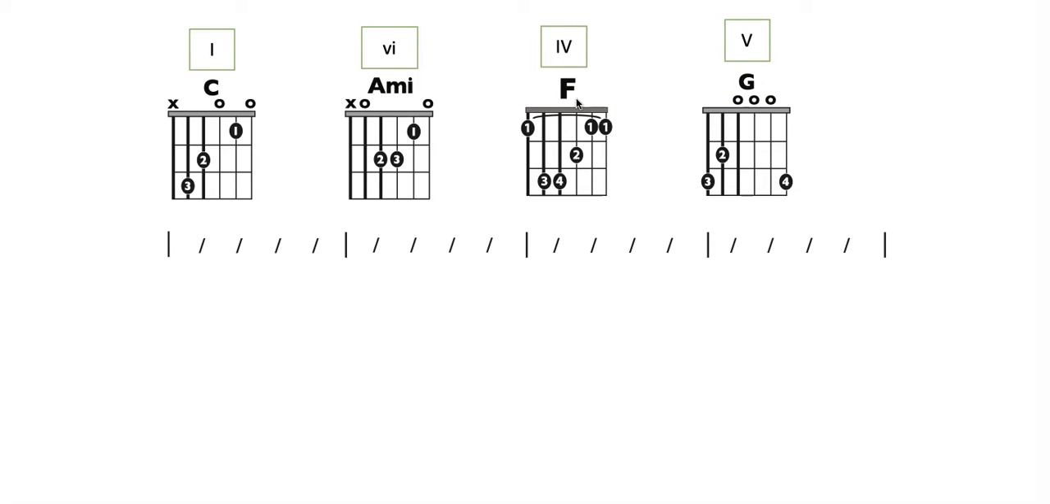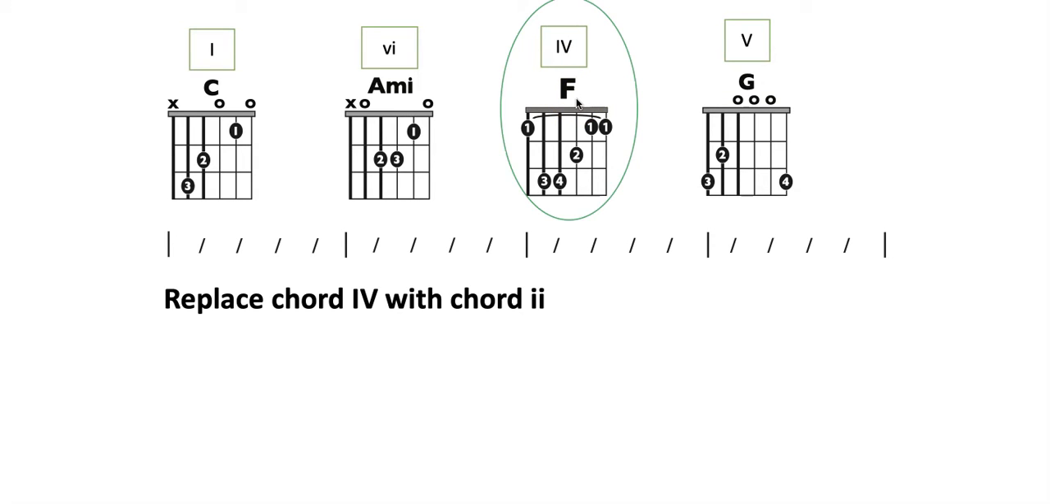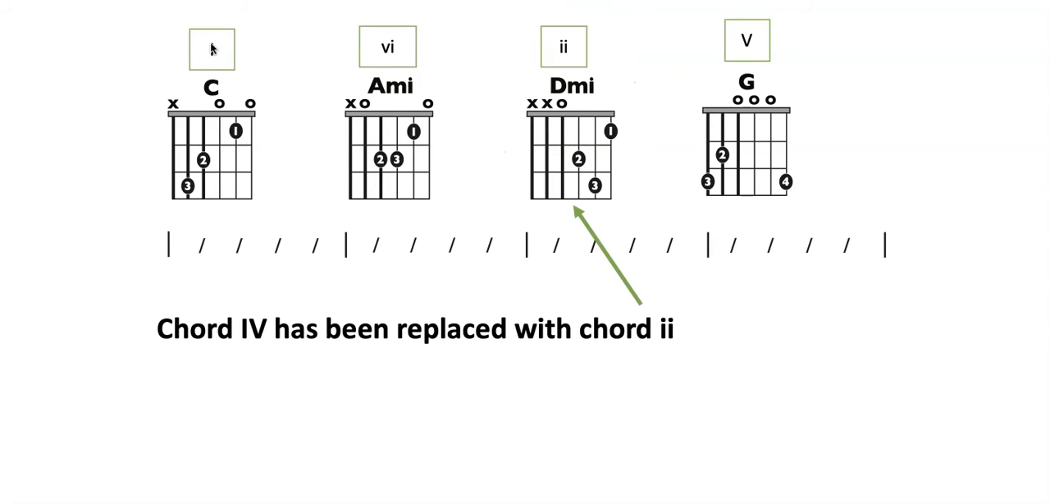Now, a good substitute for chord number 4 is to replace it with chord number 2. So if in the key of C, like we are, then the second chord to use would be D minor. Let's give this a go.